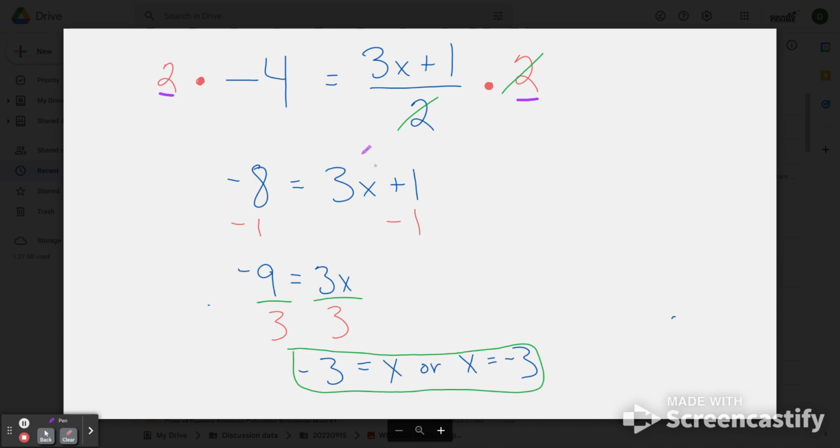We want to isolate the 3x, so we do the opposite of what we see, the inverse operation. We subtract 1 from plus 1, that makes 0. And then we want to subtract 1 from negative 8. We put in our calculator negative 8 minus 1, and we get negative 9 equals 3x. Finally, we'll divide both sides by 3, and we find out that negative 3 is equal to x, or x is equal to negative 3.